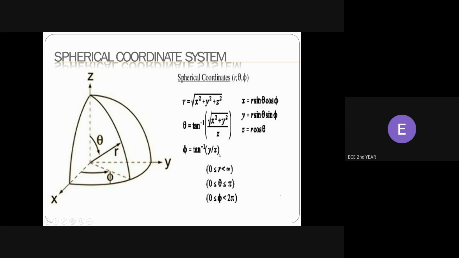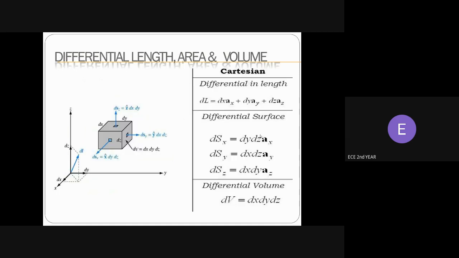If the reverse is given, that means r, theta, phi values are given, and they ask you to find the Cartesian coordinates, you have to use these formulas: x equal to r sine theta cos phi, y equal to r sine theta sine phi, and the last one, z equal to r cos theta. So these are the three formulas which will help you to convert the spherical coordinate values into Cartesian coordinate values.